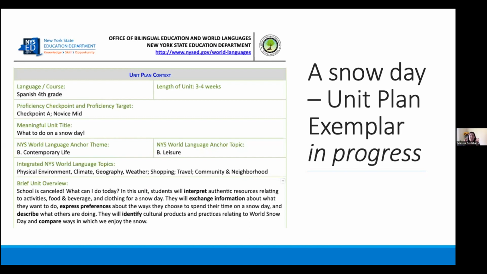It's great that I have a template here, and everything that NYSED and OBEWL have done to set us up for success is exactly this. We have all of the tools that we need to build these unit plans and lessons that are aligned to these 5 standards. So the following are some examples of integrated lessons of communicative tasks over the course of several weeks or months.